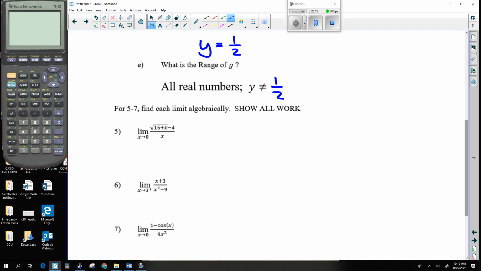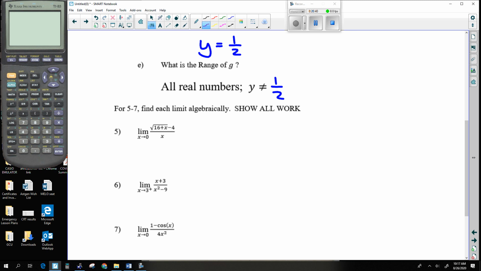Okay, and then now we have just a bunch of limit problems. Some of these use some of the weird rules that we probably haven't seen in a while, so pay attention to these. These are all written directly as a result of what the test questions are. So know how to do these.